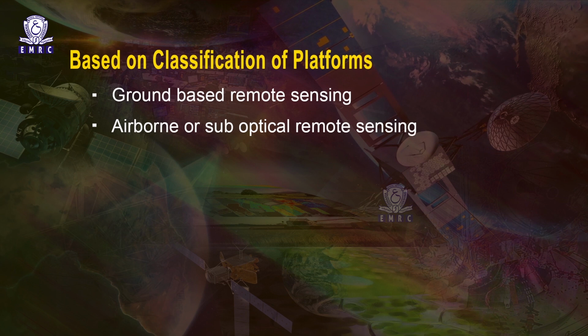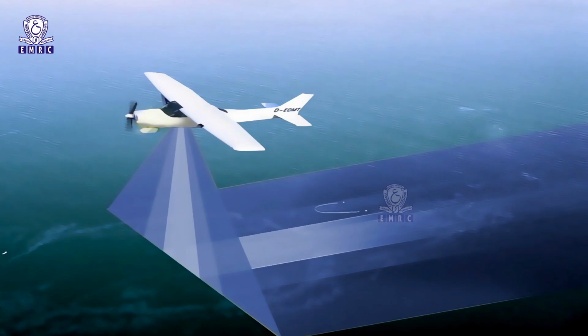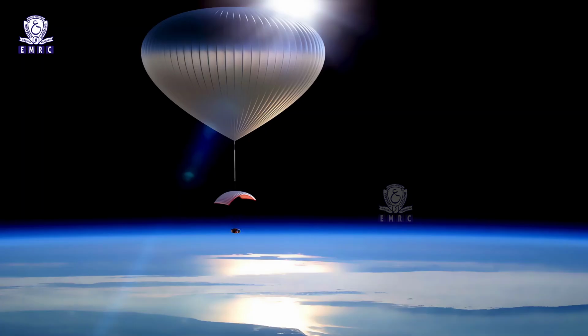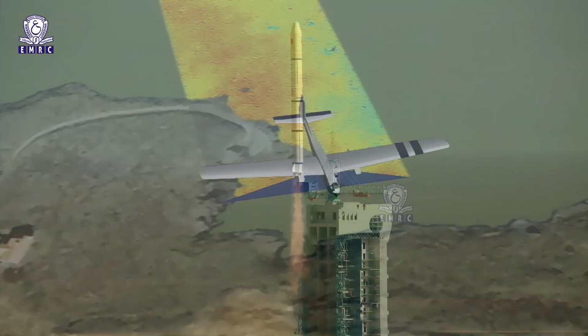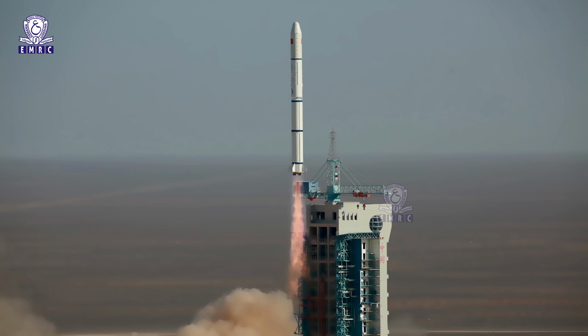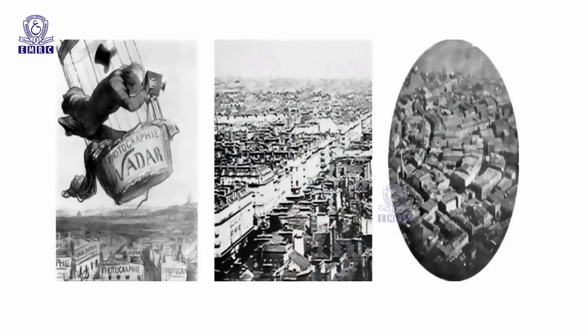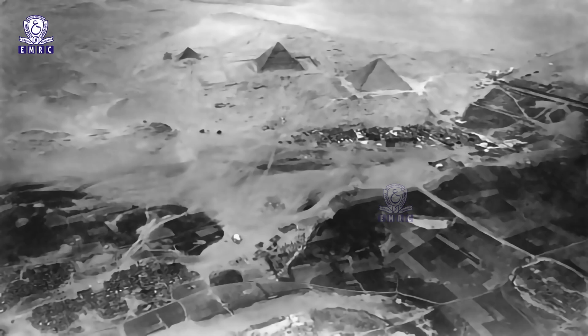Airborne or suborbital remote sensing. The platforms are within the atmosphere. For example, kites, balloons, aircraft and even rockets are commonly used to collect very detailed images. Aerial photographs have been a main source of information about the Earth's surface almost since the beginning of aviation from a century ago.